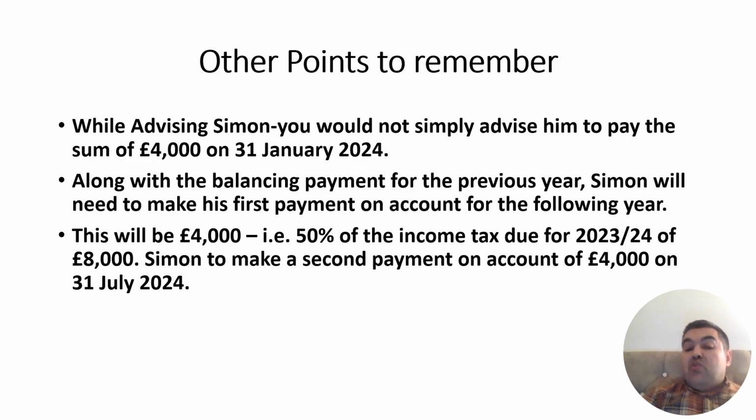Other points to remember: while advising Simon, you would not simply advise him to pay some of that 4,000. Reason: along with that balancing payment for the previous year, Simon needs to make his payment on account for the following year. This will be based on this 8,000 of unpaid taxes. So you need to divide by 2, so that would be 4,000 each. So it's very simple.